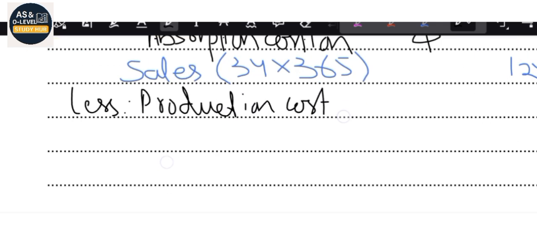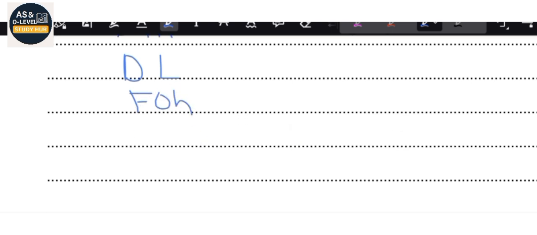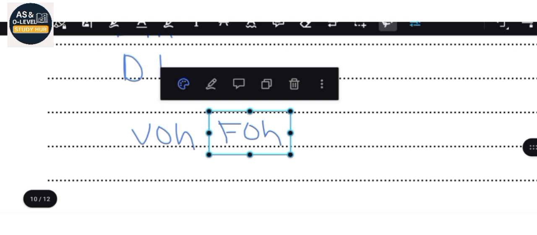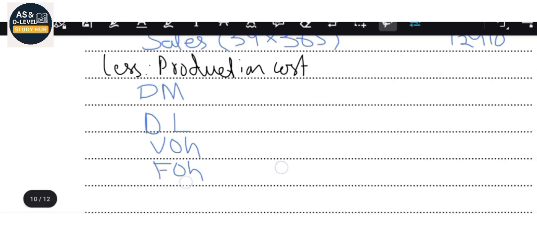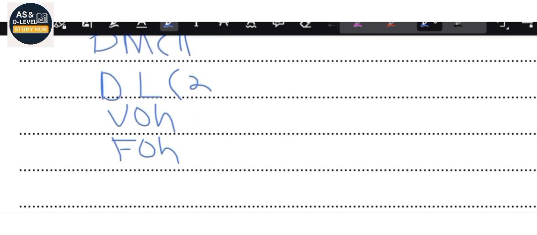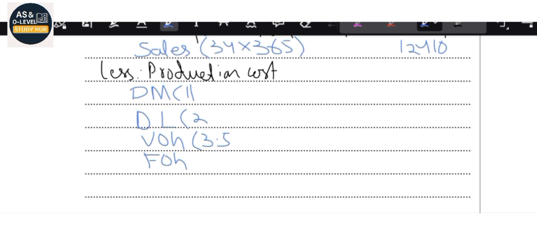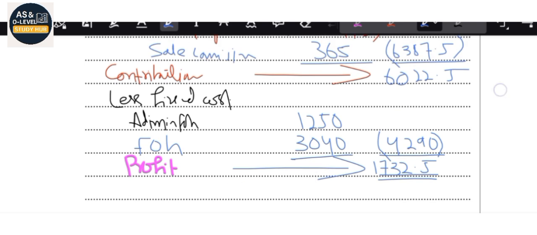In production cost, we have direct material, direct labor, FOH, and also VOH. Direct material per unit was 11, direct labor was 2, VOH was 3.5, and I don't think we have calculated the absorption rate of FOH. So let's calculate it first.